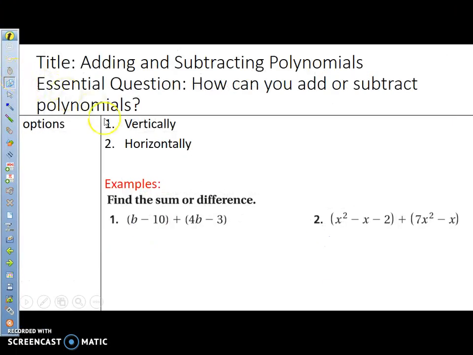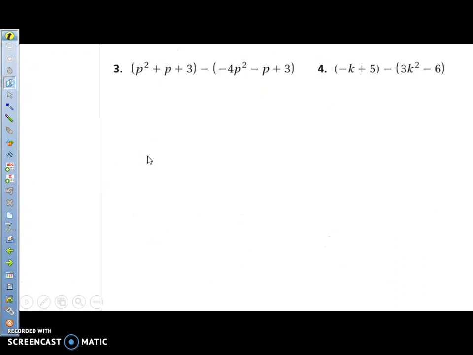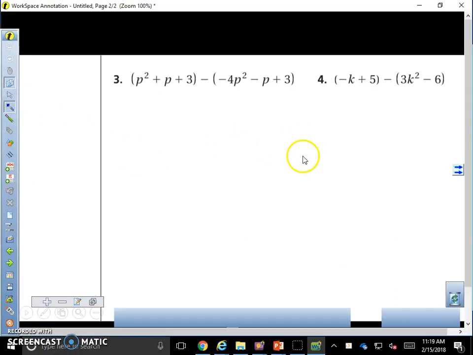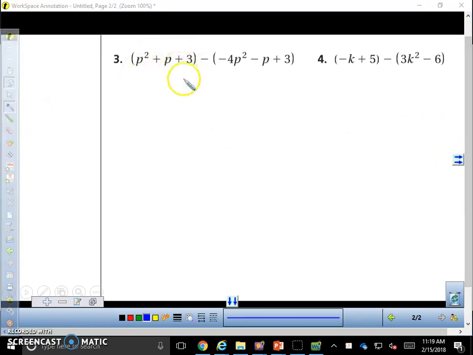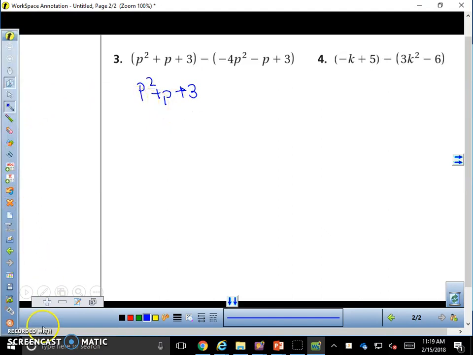Let's go ahead and move on to example 3. I think I'm going to keep with the vertical method actually. Again, I just see fewer mistakes when you guys do this vertically versus horizontally. So let's stack them again. p squared plus p plus 3. One second, let me go ahead and shut my... Alright, now I can function a little bit better. Okay, so now I'm going to stack it. Subtract this time because it says subtract.